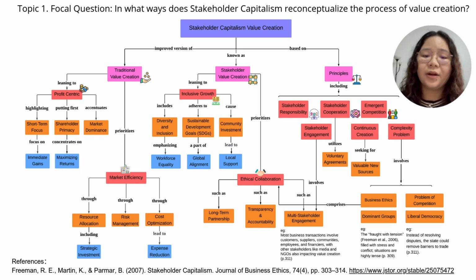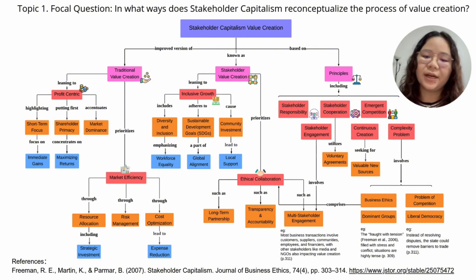A critical component of stakeholder value creation is the principle of ethical collaboration, which encompasses long-term partnerships, transparency and accountability, and multi-stakeholder engagement. Long-term partnerships meaning that businesses work with stakeholders to create enduring value over time, not just for immediate gains. Transparency and accountability means that stakeholder value creation requires businesses to be transparent in their operations and accountable for their impact. Multi-stakeholder engagement meaning that companies engage with various stakeholder groups, fostering a culture of inclusivity and collective growth.